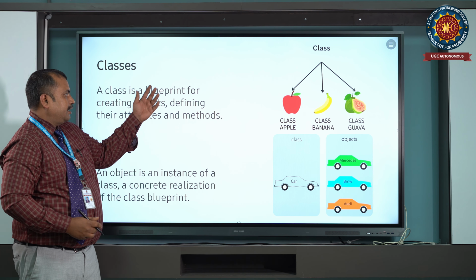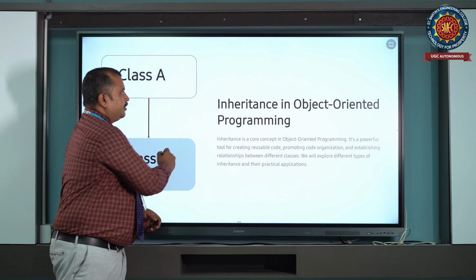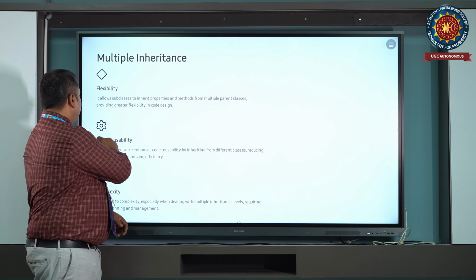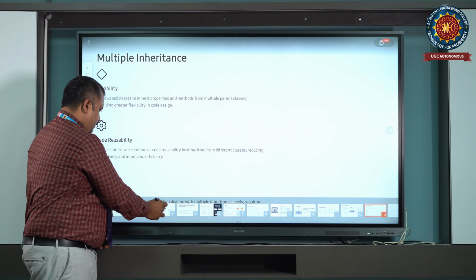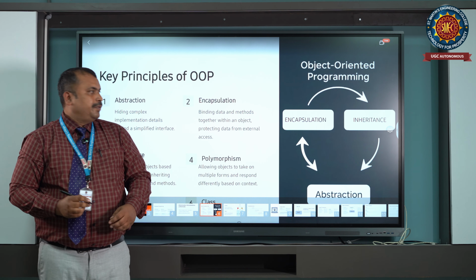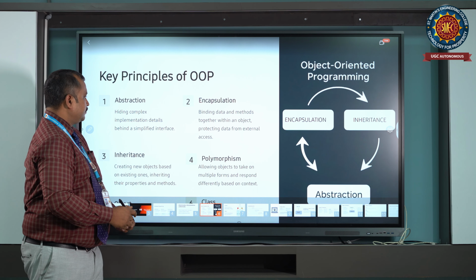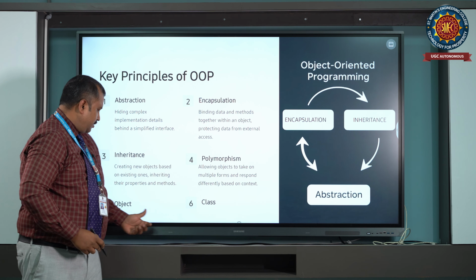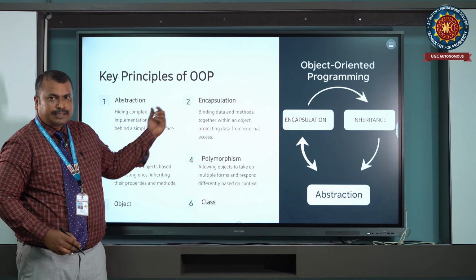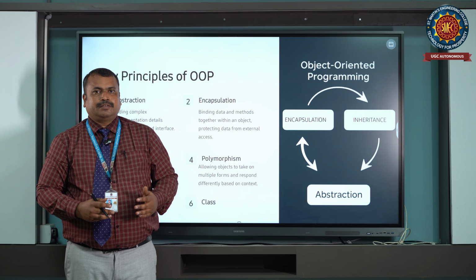It is object, then class, then data abstraction, data encapsulation, then inheritance, then polymorphism. Those are called the basic building blocks of object-oriented programming. I repeat again: object, class, data abstraction, data encapsulation, inheritance, polymorphism are some of the basic features of object-oriented programming. I will explain one by one.